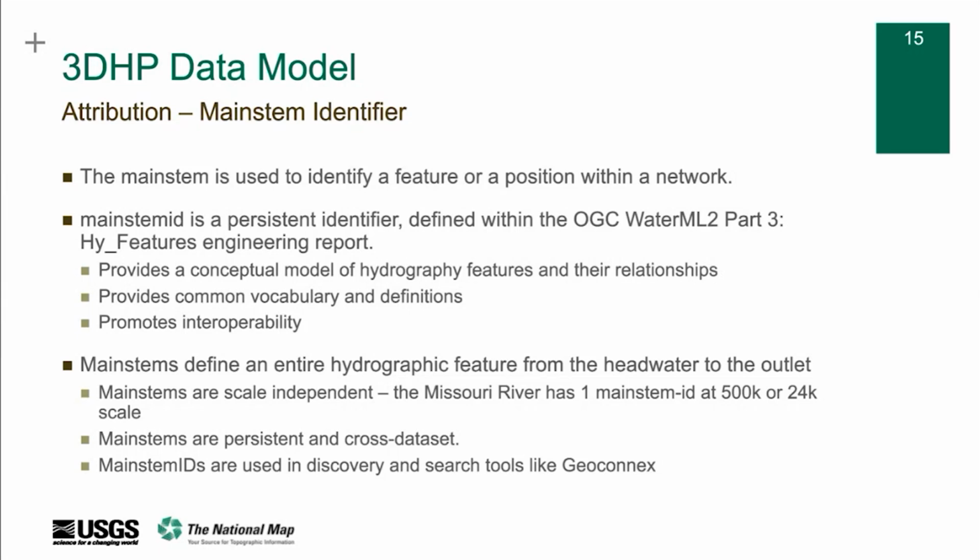The important thing about a main stem as well is that it is an entire feature. So for instance, here the Missouri River is going to have one main stem ID. You'll have locations along the Missouri River that you can define as a location tied to that main stem ID, but that main stem ID is going to identify an entire river or an entire flow path.